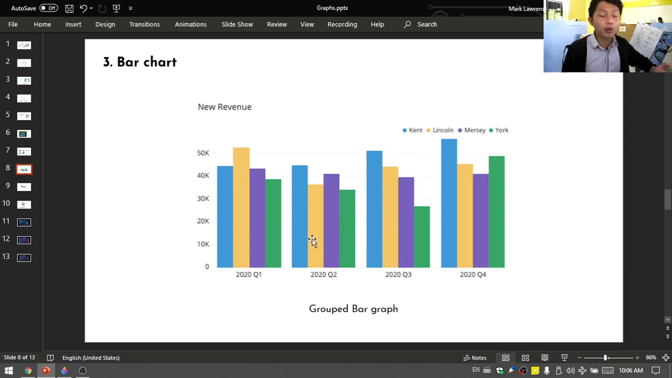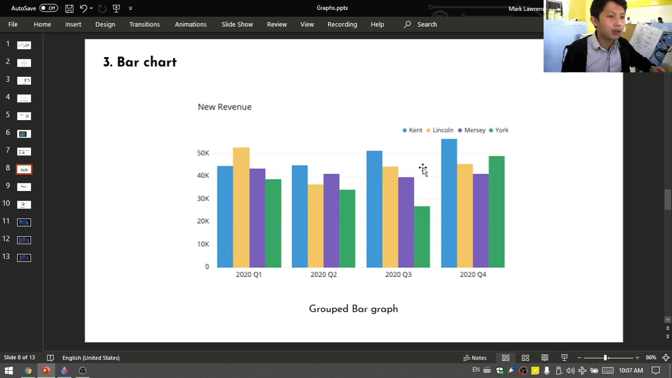Pero nung pagka second quarter, bumaba siya. Then sa third quarter, tumaas siya ulit. Pero hindi na siya yung highest. So as you can see here, if you're going to observe the behavior or the pattern of all these four data sets, you can see that yung Kent ay nag-i-increase ng revenue.